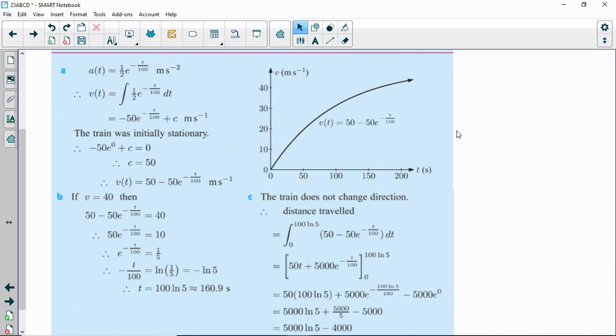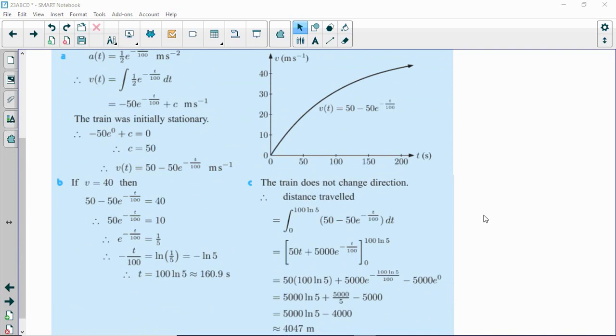That's how I would do that problem if I was finding a decimal. If I wanted the exact answer, however, I would need to use calculus. Part C asked how far the train traveled in that time, so from 0 to 160.9 or so seconds. So we're going to integrate velocity. We see that the velocity is never going to be negative, so the train's not changing directions.